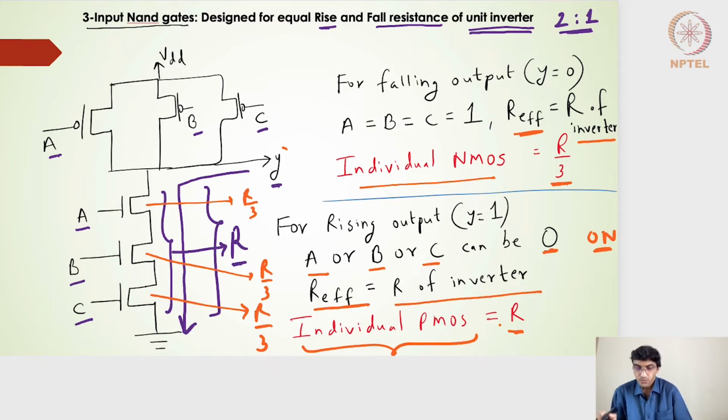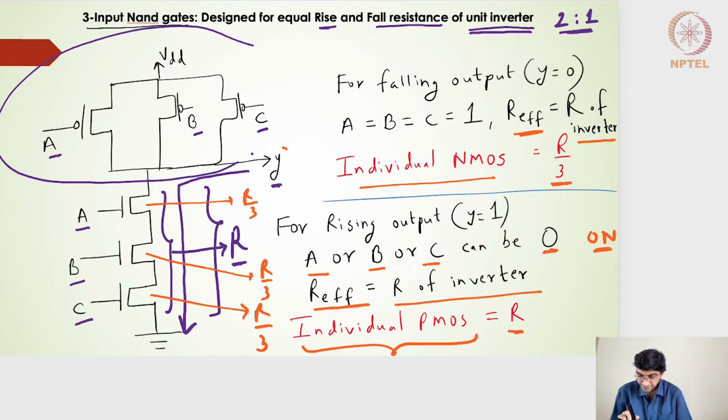Right. So what we are doing on the pull up side is taking the worst condition to design to get the equivalent resistance, right? And the worst condition is when only one of them is on.